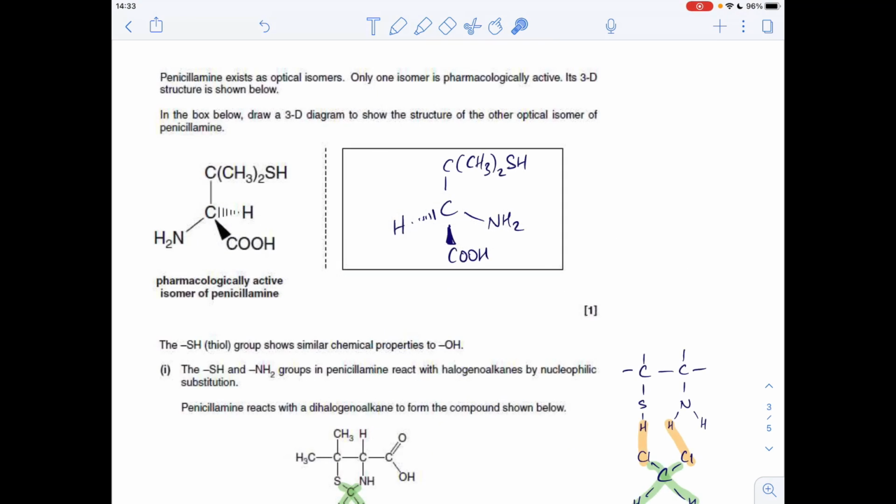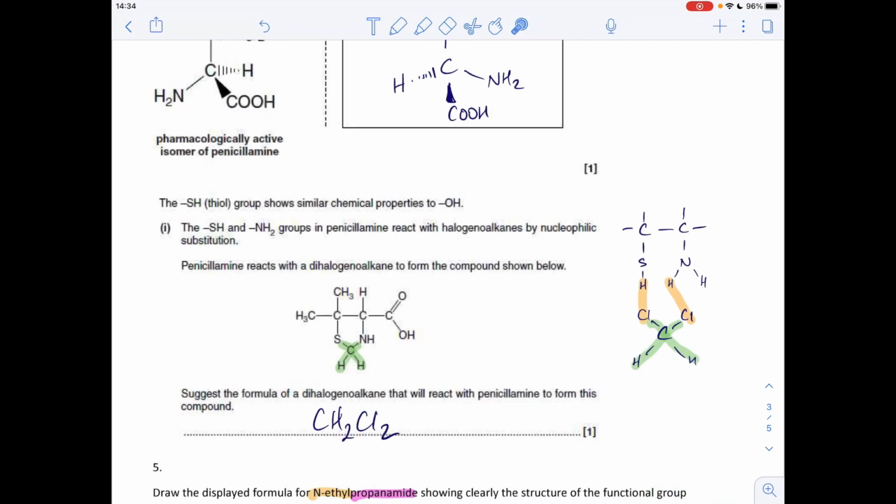Next question, all we've got to do is draw a 3D diagram to show the structure of the other optical isomer. So essentially we're drawing the mirror image of this. So the dashed bond needs to be pointing sort of towards the mirror like that. Obviously the H is on there because it's on the dashed bond on that one. The wedge has the COOH on, and then the NH2 group's on this side of the molecule, and obviously that's still sticking straight up. So the 3D bit just means that we've got to show this dashed line and the wedge.